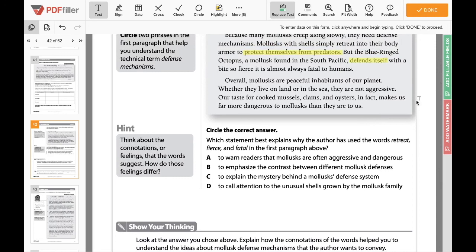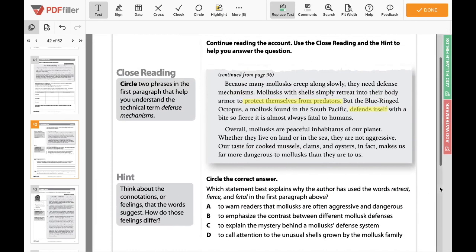It says, think about the connotations or feelings that the word suggests. How do those feelings differ? So which statement best explains why the author has used the words retreat, fierce, and fatal in the paragraph above? So in the first paragraph, let's just reread that. Because many mollusks creep along slowly, they need defense mechanisms. Mollusks with shells simply retreat into their body armor to protect themselves from predators. But the blue-ringed octopus, a mollusk found in the South Pacific, defends itself with a bite so fierce it is almost always fatal to humans.